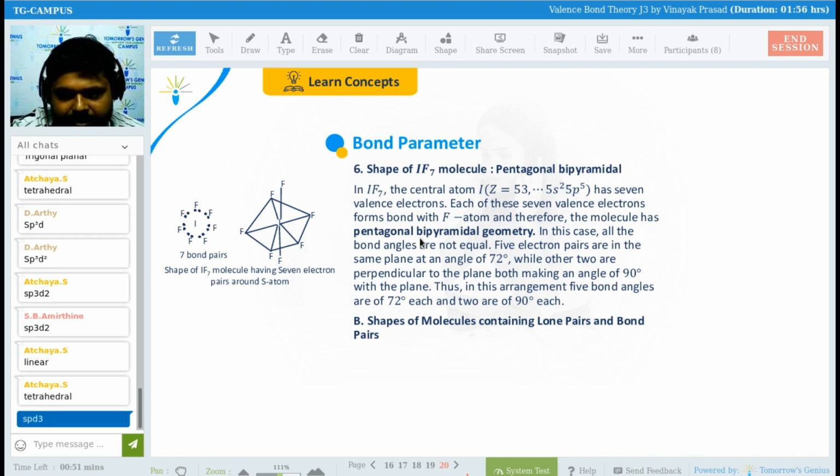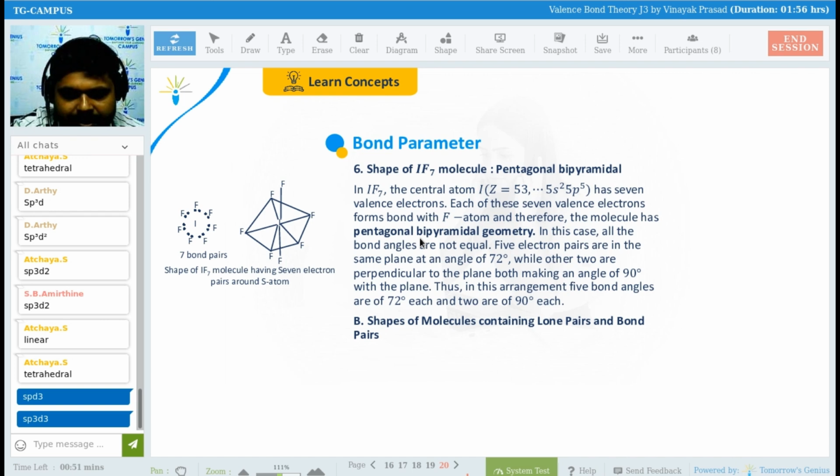Please turn on the camera, guys. Everyone, please turn on your camera. Atachaya, SB, Anildev, Ashwin, Karthik, please write the hybridization for this IF7.